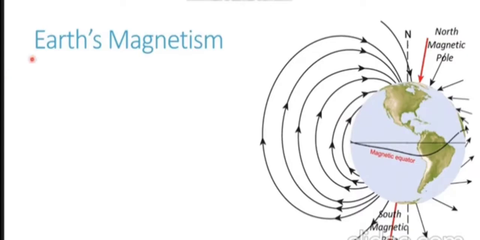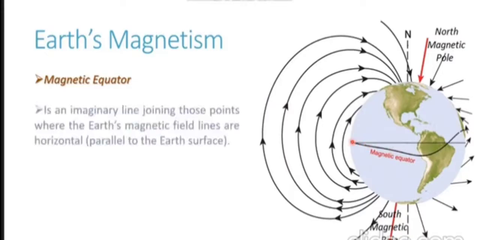Let's now move on to the magnetic equator. As you can see in this diagram, this random line marked by the highlighter, the laser pointer right now, is the magnetic equator. Now, what is this magnetic equator? It is an imaginary line joining those points where the Earth's magnetic field lines are horizontal or parallel to the Earth's surface.